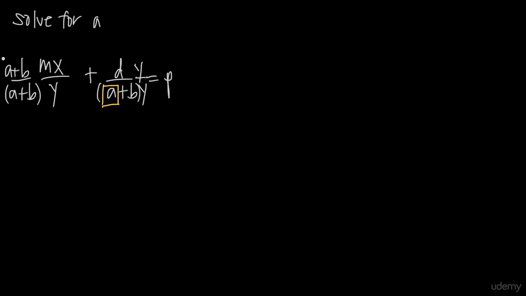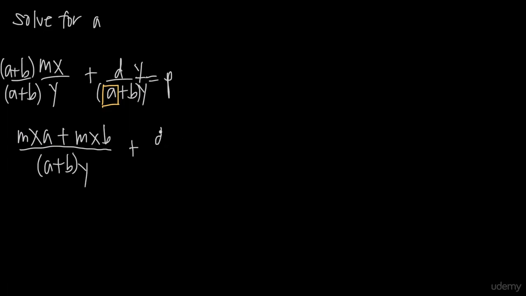So multiplying through, this is going to be a distributive property problem where we do quantity a plus b times mx. So we say mx times a gives us mxa, and mx times b gives us mxb, so plus mxb, and that's all over quantity a plus b times y. Then for our second fraction here, we just have d times y in the numerator, so we have dy in the numerator, and in the denominator, quantity a plus b times y. That'll all be equal to p, of course, on the right-hand side.